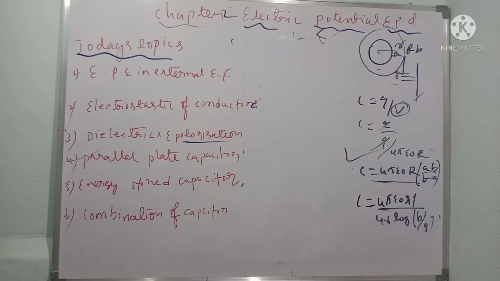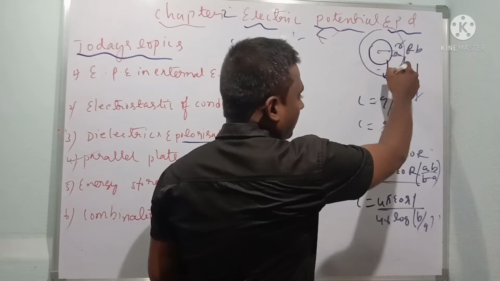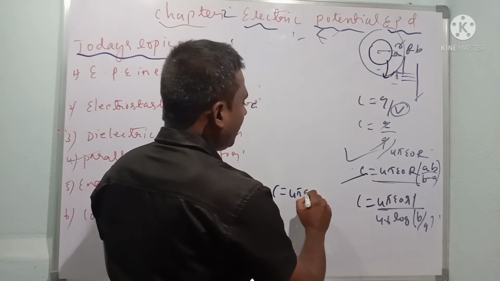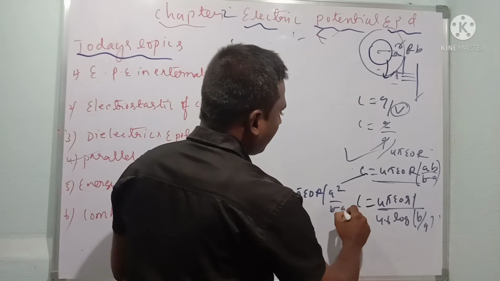So this is all about spherical capacitors with two radii. And here, if the outer sphere is connected to earth, it becomes C is equal to 4 pi epsilon naught into A square divided by B minus A.